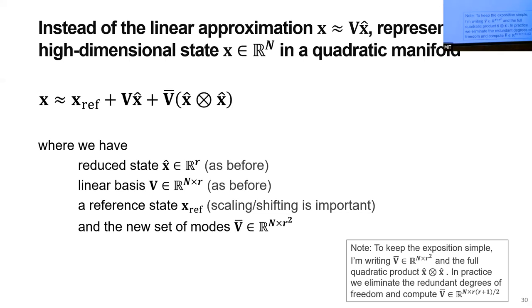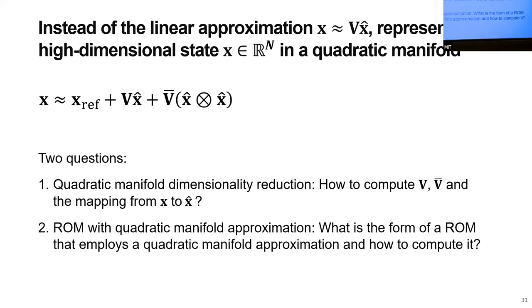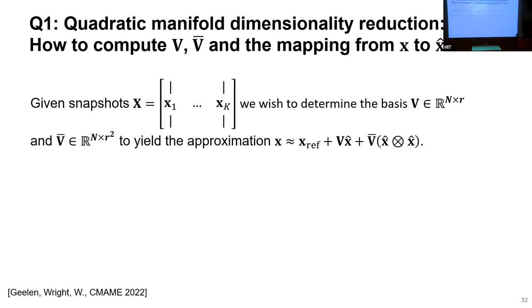All right, so there are two questions now. First of all, if you want to do this, what should V and V bar be? And then the second question is, if you do this, what form does the reduced order model take? Because remember, what we're doing is the thought experiment of projection to identify the form of the reduced model so we know what to learn. We're going to answer those two questions. The first one is how to compute V, V bar, and the mapping from x to x hat.